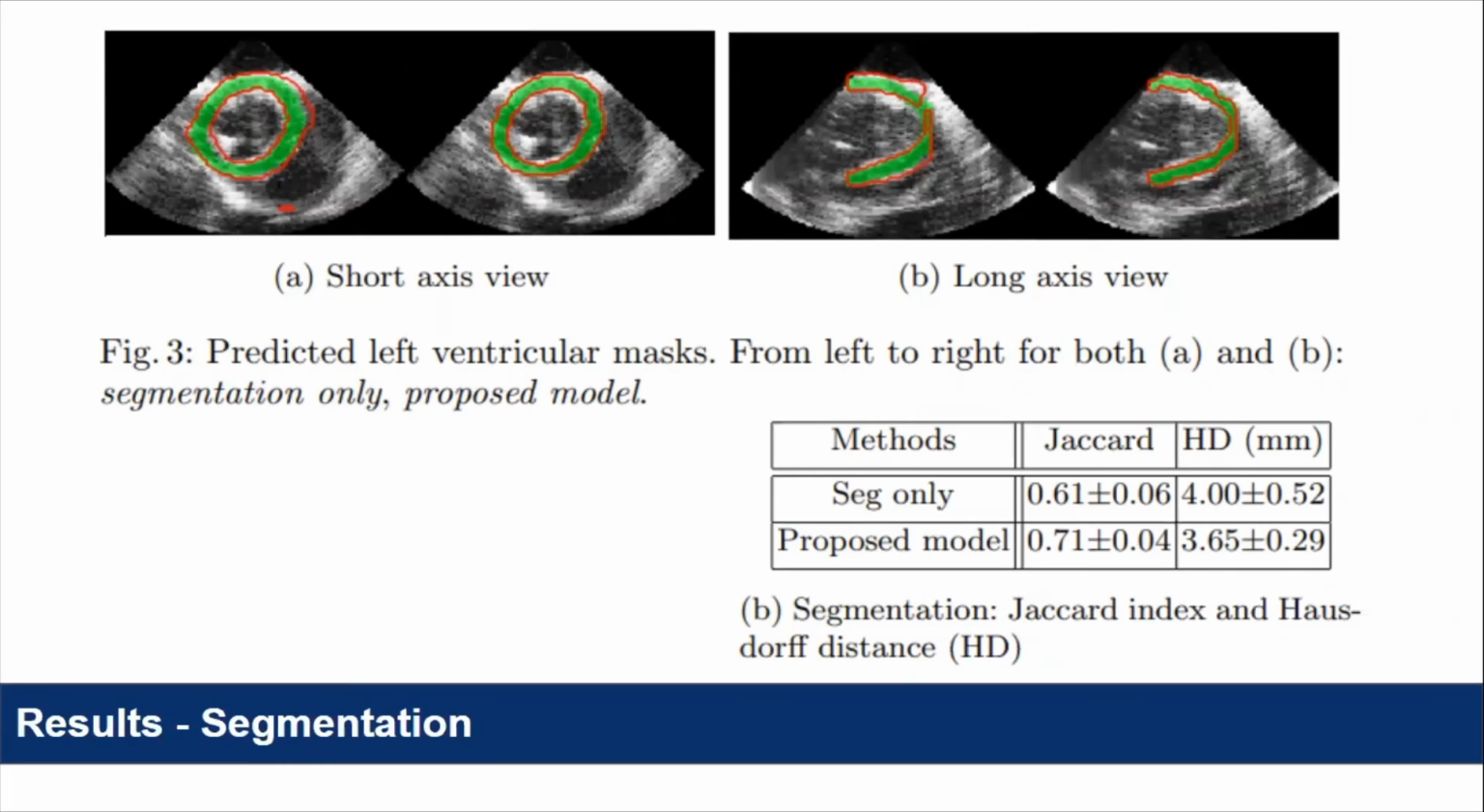For quantitative evaluation, we compare the Jaccard index, which measures overlap, and Hausdorff distance, which measures max distance between the 2 contours. The proposed model performs favorably against the segmentation model in both metrics, and a Wilcoxon rank sum test confirms statistical significance at p less than 0.05.